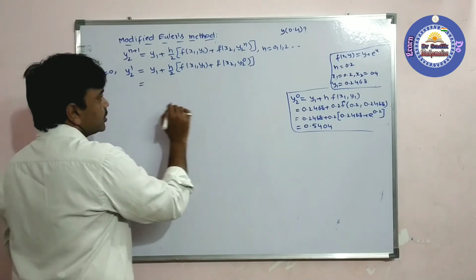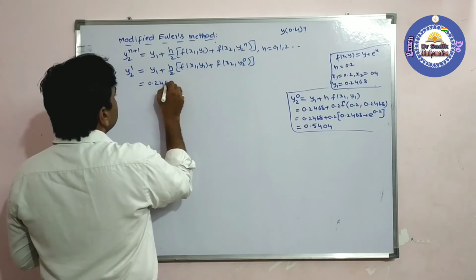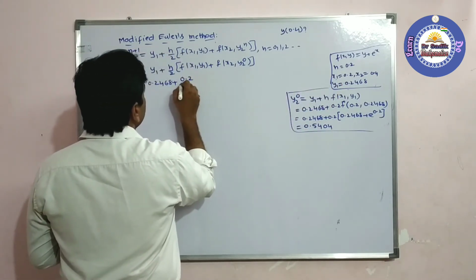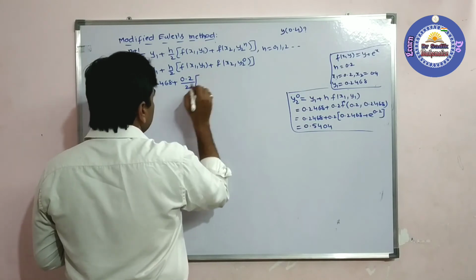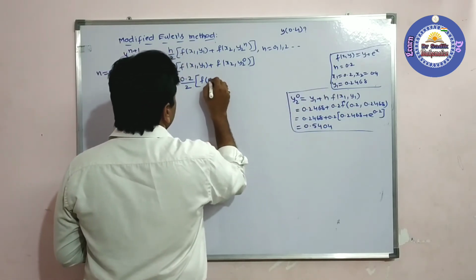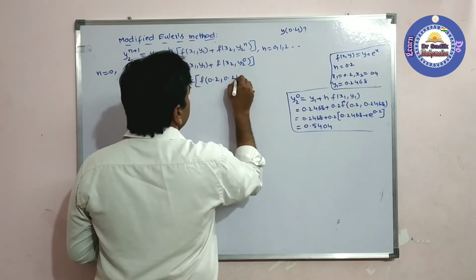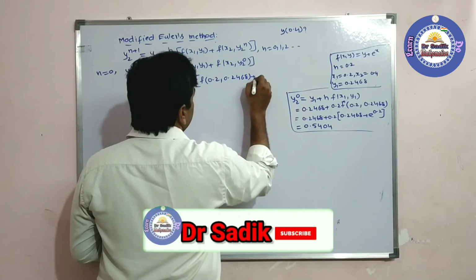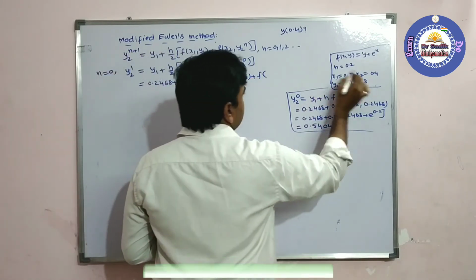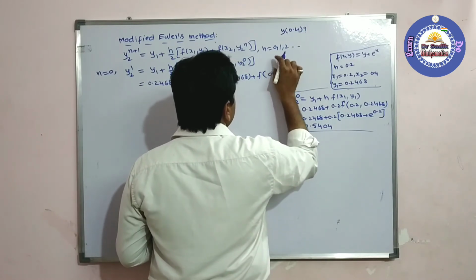What is y1, students? What is y1? 0.2468 plus what is h, students? 0.2 divided by 2 into f of x1 0.2, y1 0.2468 bracket close plus f of x2. What is x2, students? 0.4. What, students? 0.4.